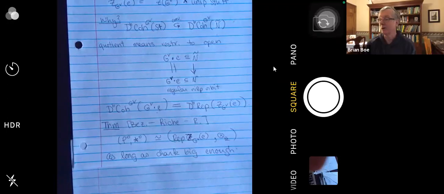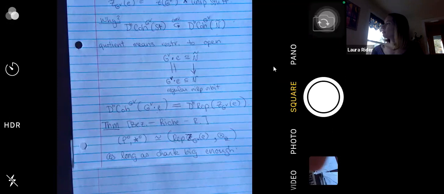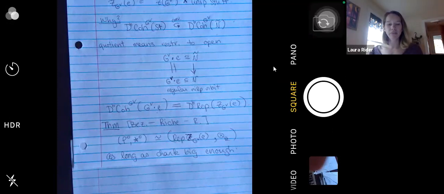Can you say something about what big enough means? Is it good or bigger than good, like 2H or something like that? Yeah, it's not necessarily 2H, but good is not good enough. So it depends. The prime needs to be at least good, but then there's an additional condition depending on which type you're in. Yeah, I wrote this down carefully somewhere.